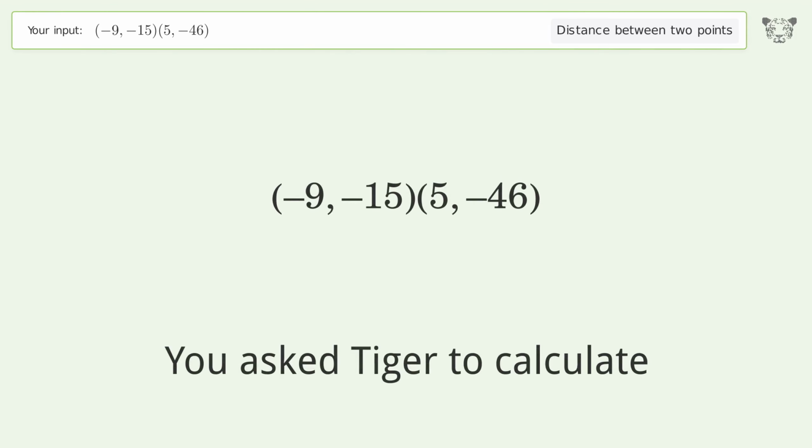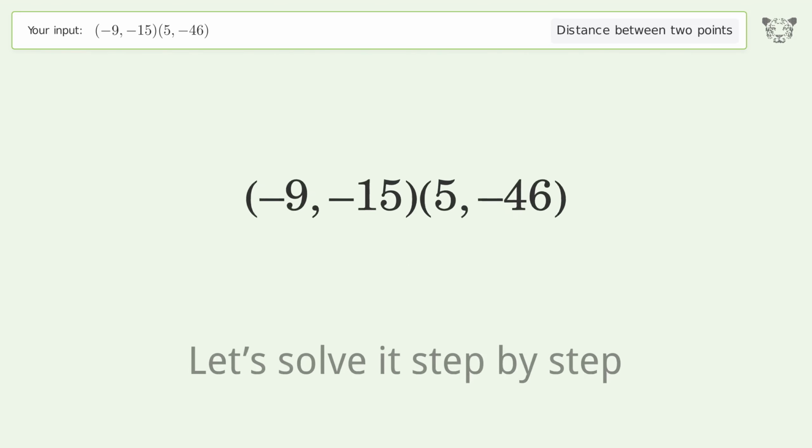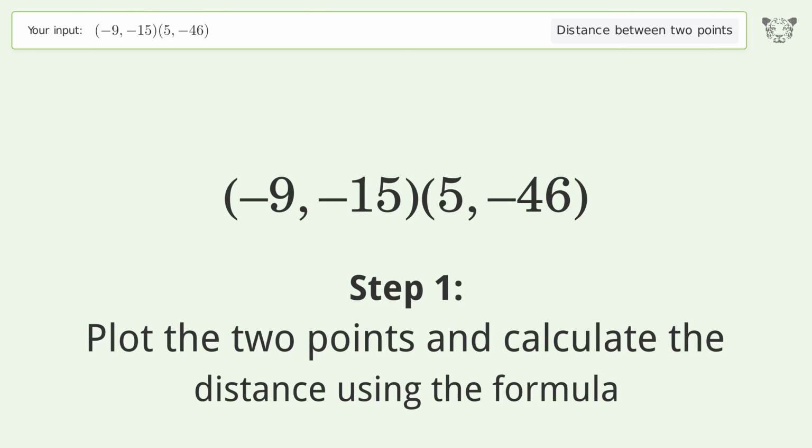You ask Tiger to calculate. This deals with the distance between 2 points. The distance between the 2 points is the square root of 1157, or 34.015. Let's solve it step by step. Plot the 2 points and calculate the distance using the formula.